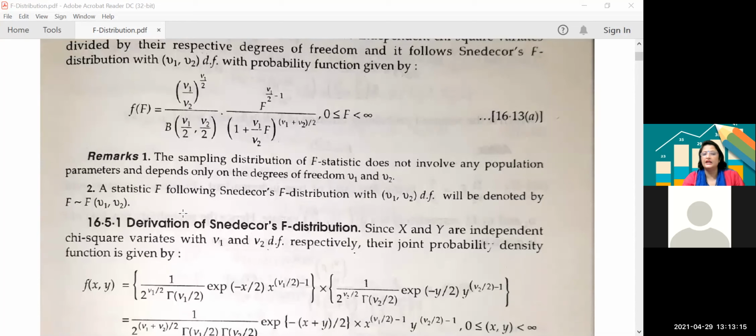If I say to write F follows F distribution with nu1 nu2 degrees of freedom, you will not express it in words in the text, you will write it as F.